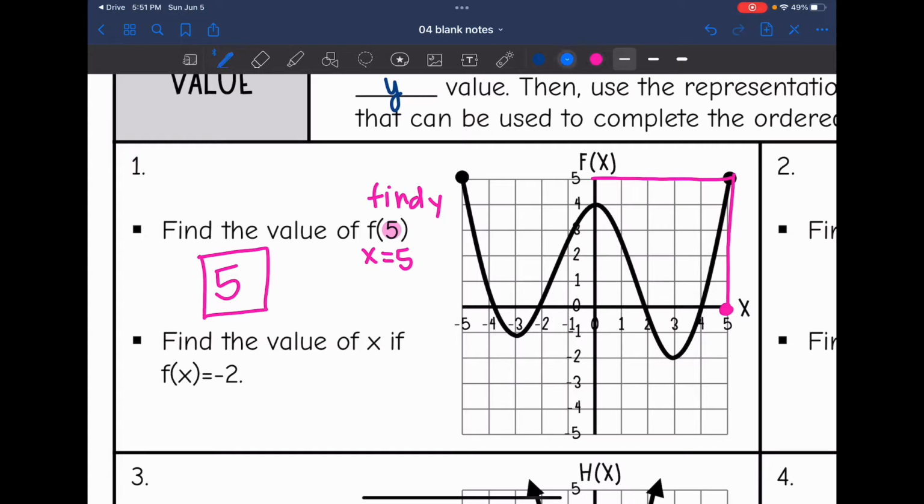Okay, now on the next one it says find the value of x if f of x equals negative 2. So this one's a little bit easier. They are telling us find x. So that means they must have given us y. So now I'm going to go to where y is negative 2 on my graph. And that matching x value is 3.